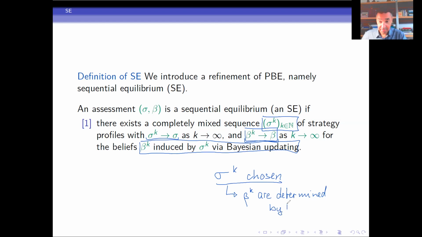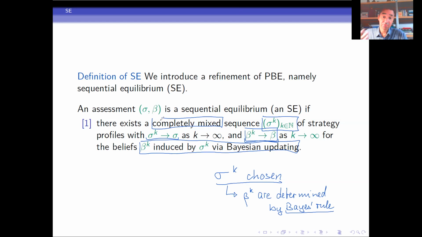By Bayes' rule. And you may recall that for perfect Bayesian equilibrium, this was not always true. You could only use Bayes' rule if the probability of reaching an information set was non-zero. That would still be true here, but because the sigma k's are completely mixed, that exactly means that you do reach every information set with strictly positive probability. So this statement guarantees that you can always use Bayes' rule, and therefore you should, and therefore the beta k's are always fixed.